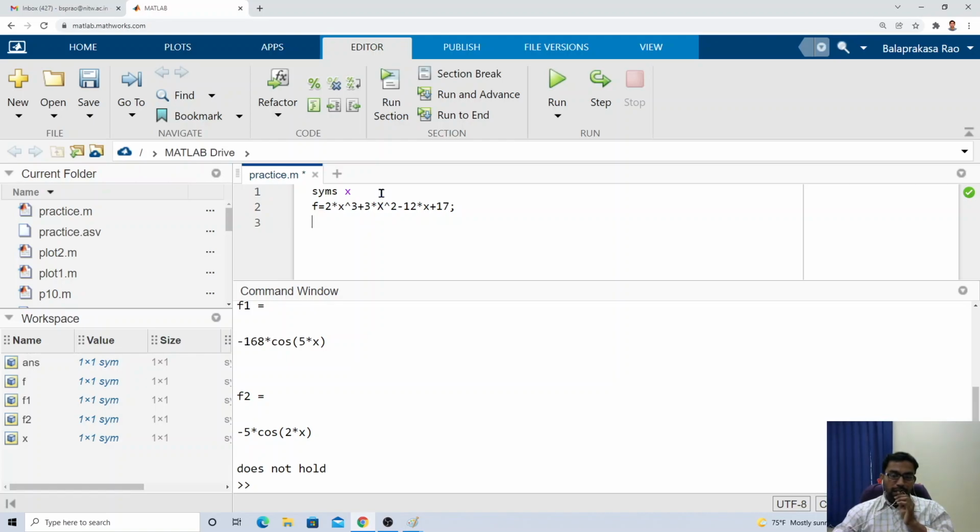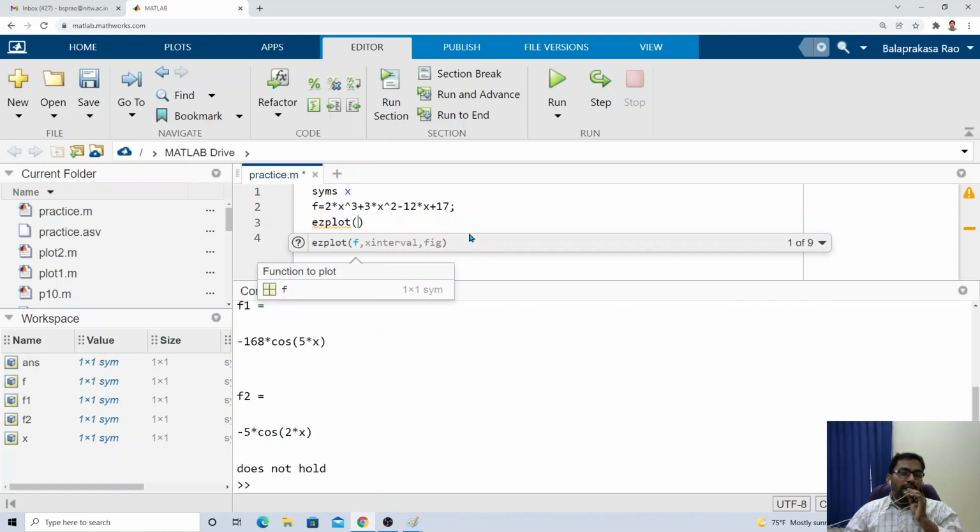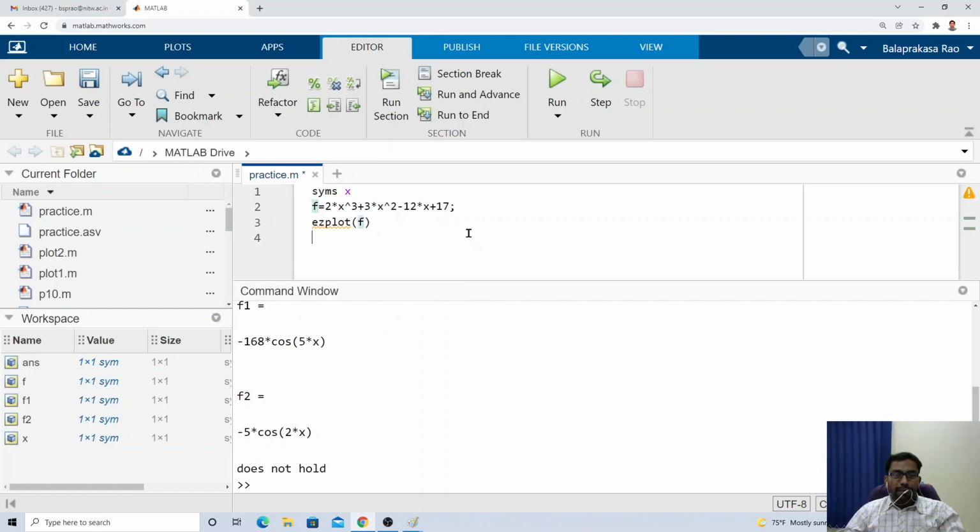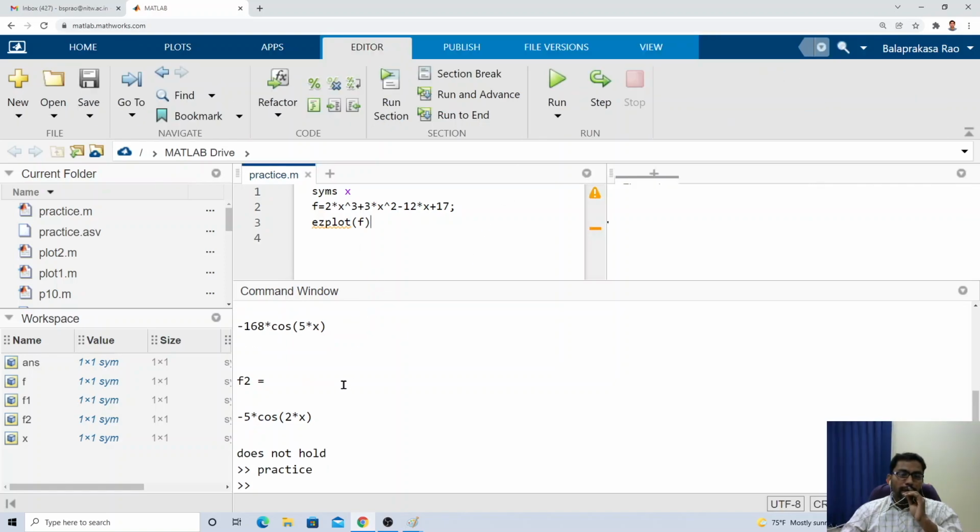So yesterday we have seen the plot function, right? Plot function takes two arguments, x and y. Then it will plot. But here what we have is a symbolic function. That's all. This is 2x cube plus 3x square minus 12x plus 17. Now I want to plot this. How to plot this symbolic function? We have one more function called EZPlot. So this EZPlot function is for plotting a symbolic equation. Let me supply the symbolic equation. Let me show you the result first. Then we will see the minimum and maximum value.